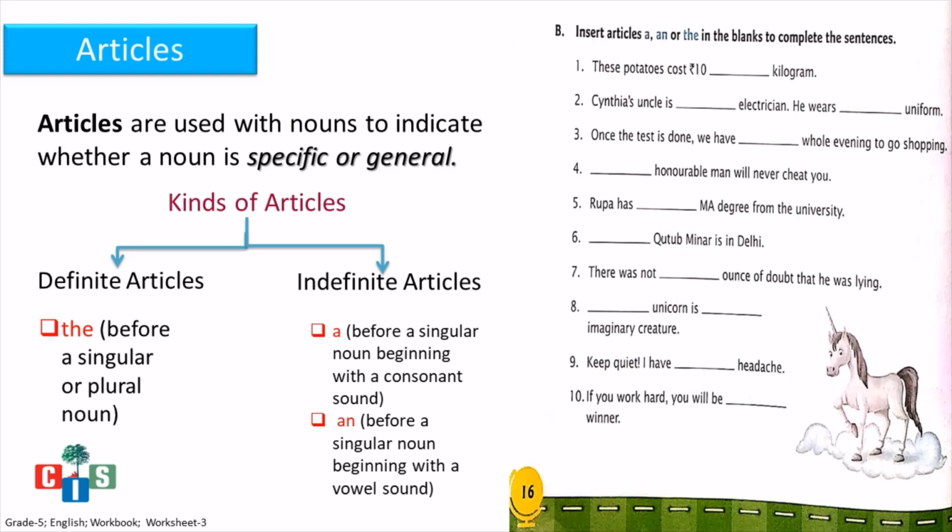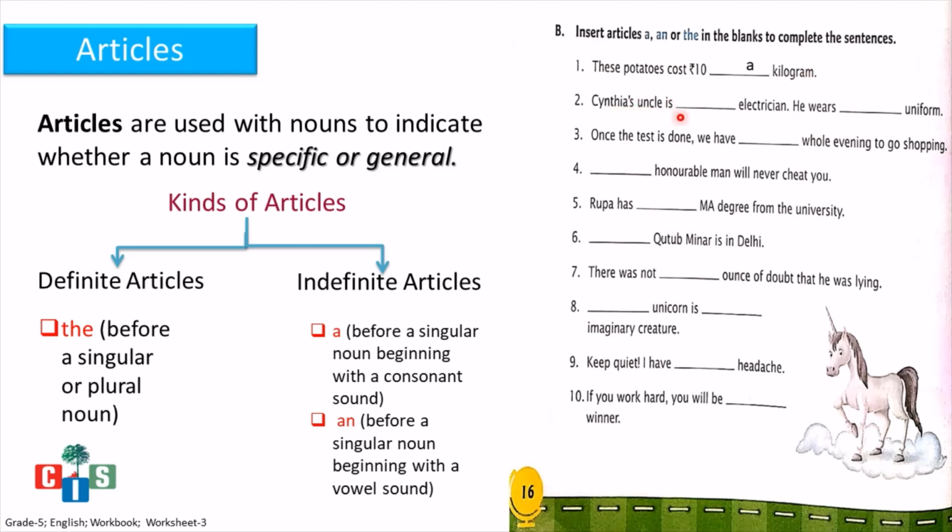Here what you have to do, you have to insert any of these three articles, whichever will be more suitable for the sentence. First one is: these potatoes cost rupees 10 dash kilogram. Rupees 10 for how many kilograms? A, and, the, what will come? Here it will come a kilogram, for 1 kilogram.